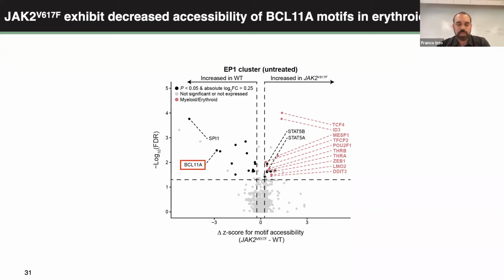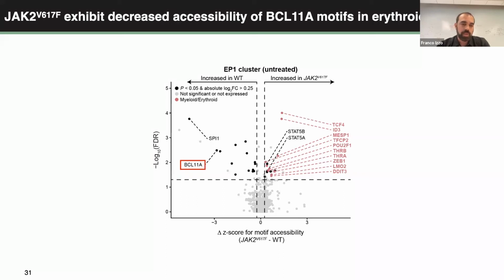And this particular transcription factor is known for its inhibitory role of the gamma globin, which is a component of fetal hemoglobin. And there were some observations that PV and MF patients can actually show increased fetal hemoglobin levels. So we were intrigued by this observation.